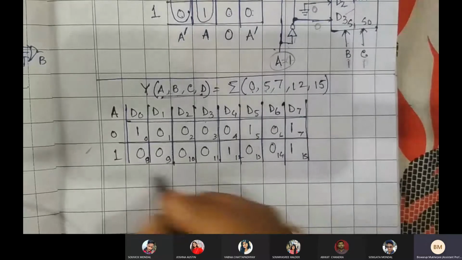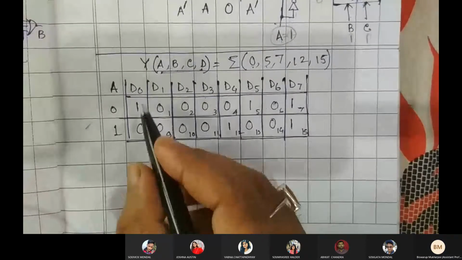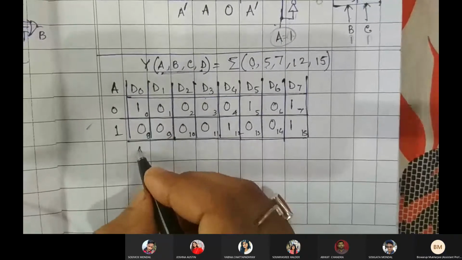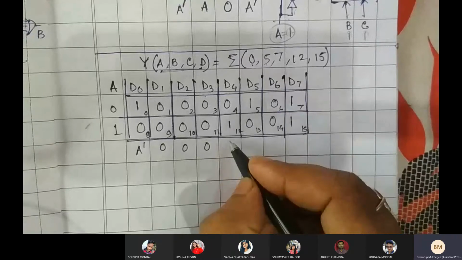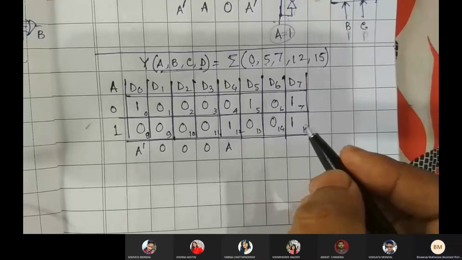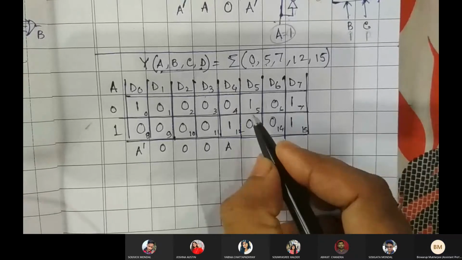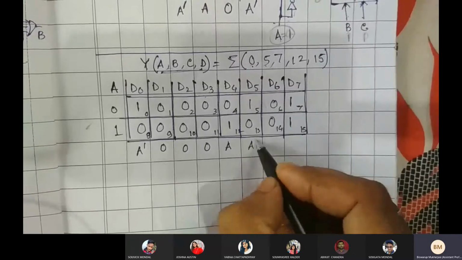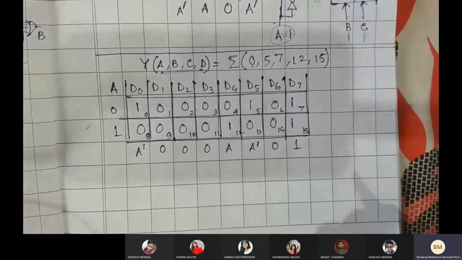Okay. So what comment can you make? This is A bar. This is 0. This is 0. This is 0. This is A. Okay. And then this one is A bar. This is again 0, and lastly this is 1, right? So this is what you can make.